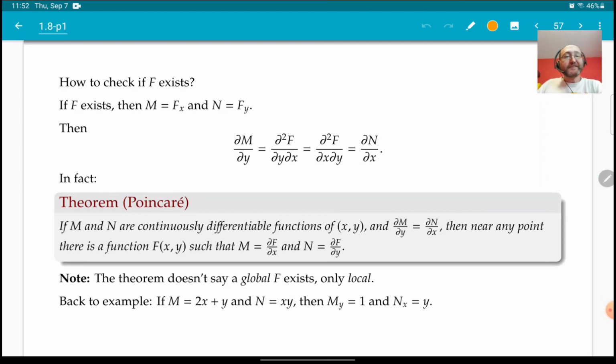Now, back to this example where m was 2xy and n was xy. If I take the y derivative of m, I get 1. But the x derivative of n is y, and 1 is not equal to y. It's not exact, right? So we didn't have to do that integration. We're saving a little bit of work. Not too much work, but if it was a more complicated equation, you'd save quite a bit of work. It's much easier to differentiate than anti-differentiate, right?